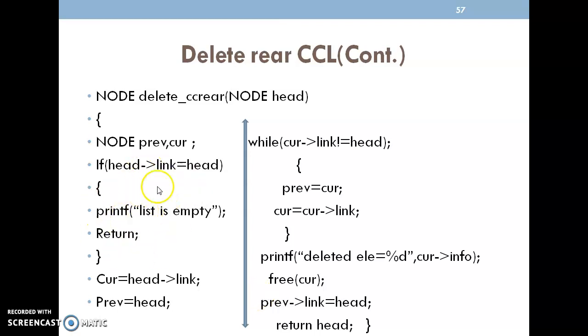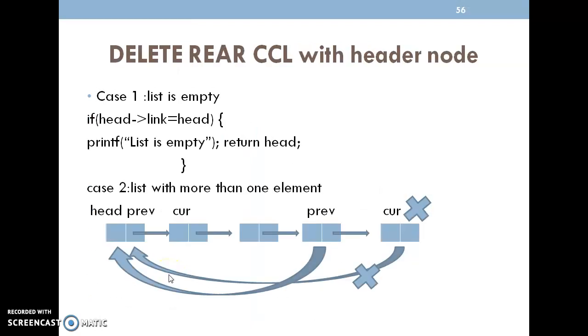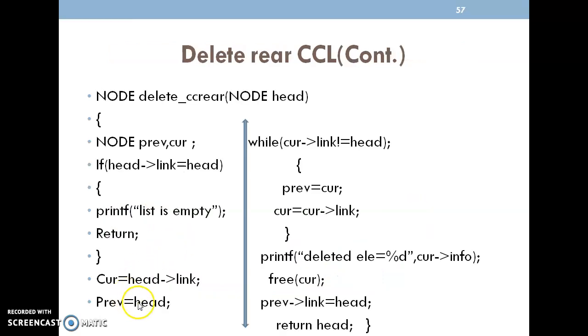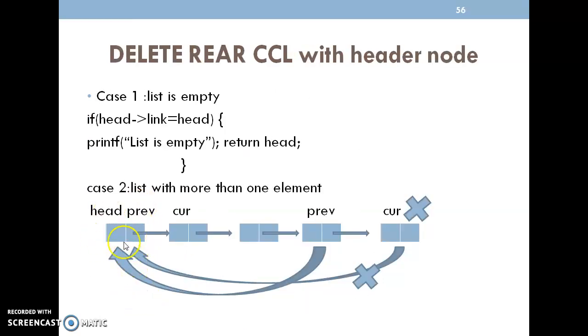So first check whether the list is empty or not. Declare previous and current node. Then current equal to head pointer link. First node I have taken, current equal to head pointer link. Then previous equal to head; this previous becomes the head node now. When this becomes first, this becomes the previous.